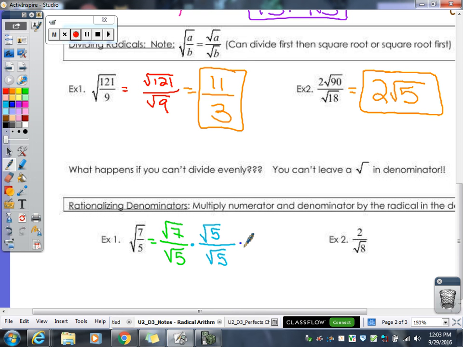So then we multiply our tops. Radical 5 times 7 gives us a radical 35. And then in the denominator, since you're doing that radical times itself, the radical sign just disappears and we're left with a 5, which we can have. Yes?